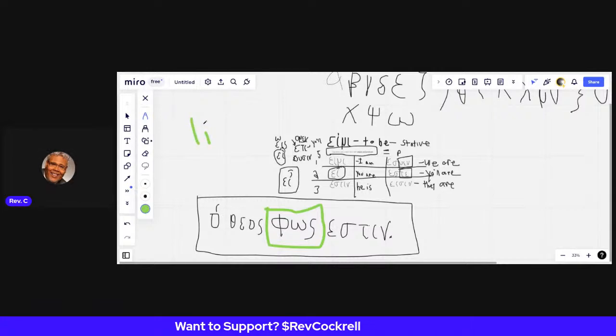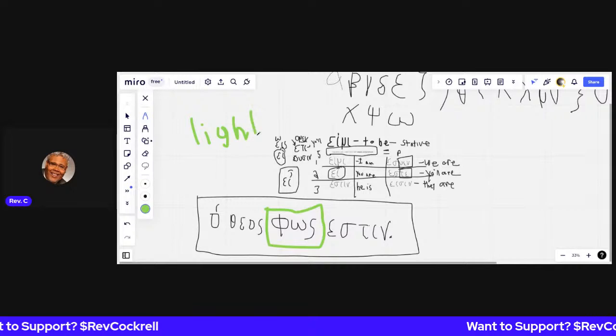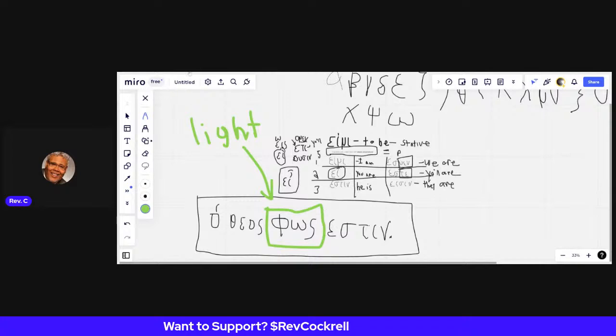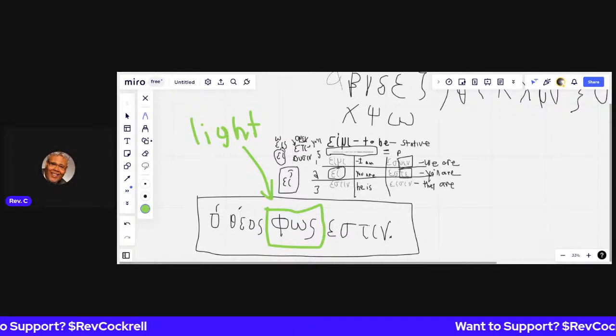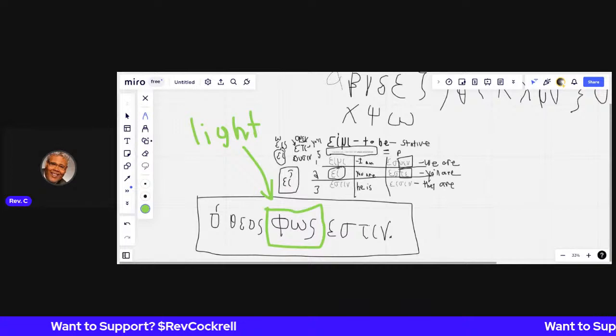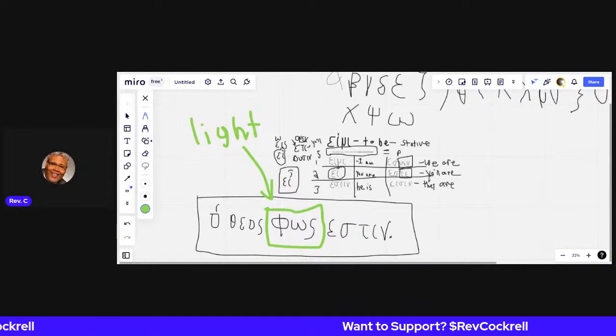Phos, translate light. Phos is light. So with that, you should be able to translate the rest of this sentence. So just give me a rough translation of this sentence here. Ho theos phos estin. Ho theos phos estin.